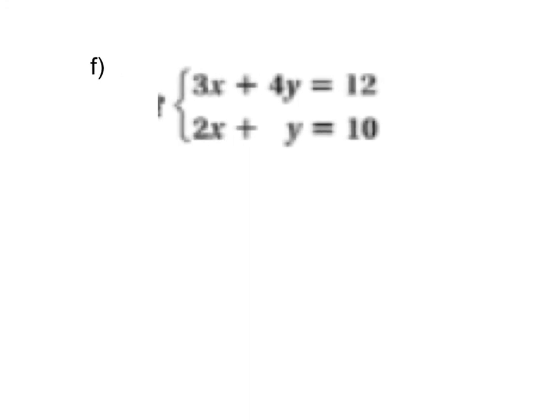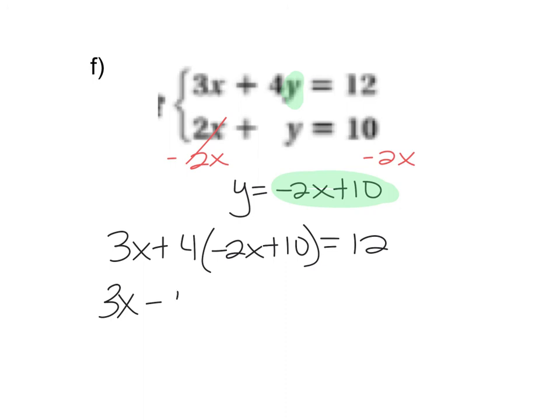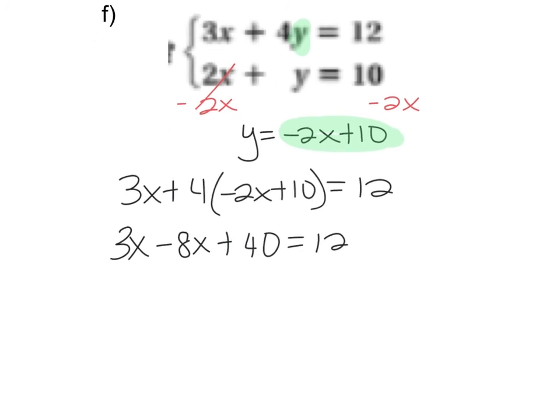Let's get this y on the bottom. Looks like that's going to be the easiest one. So subtract 2x. And you have y equals -2x plus 10. Okay, let's take all this, plug it in for that y. So I have 3x plus 4 times -2x plus 10 equals 12. Distribute: 3x minus 8x plus, that'd be 40, I can't do math, 40 equals 12.